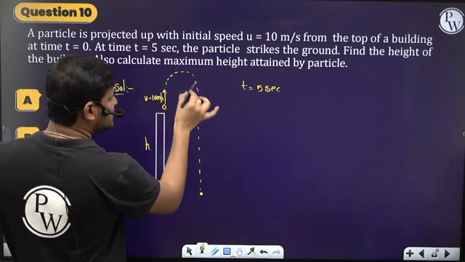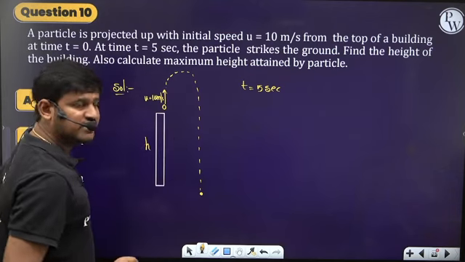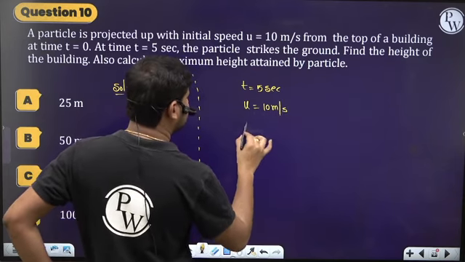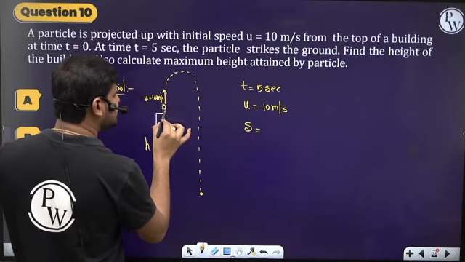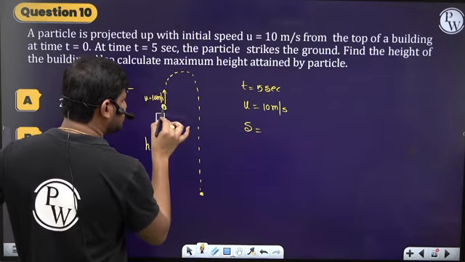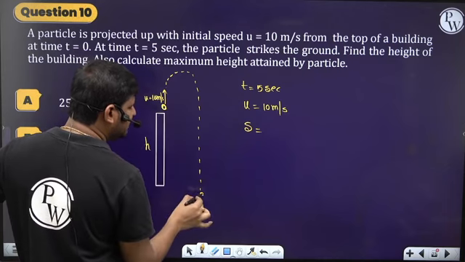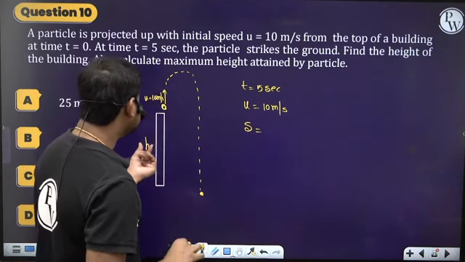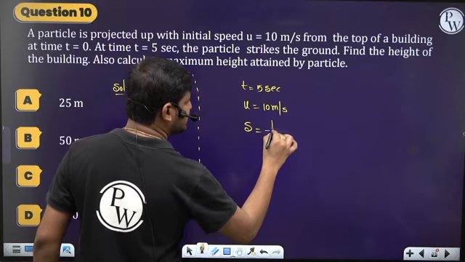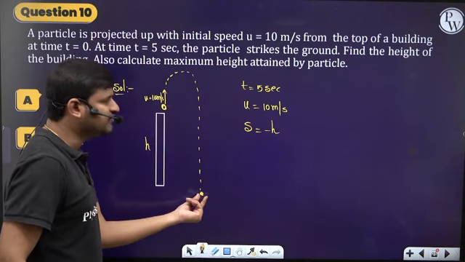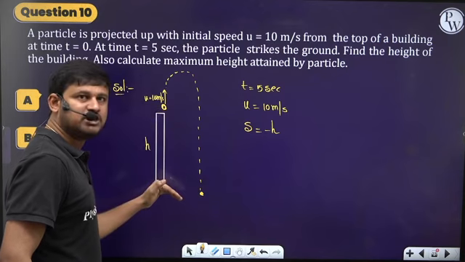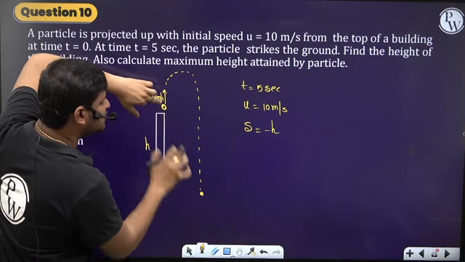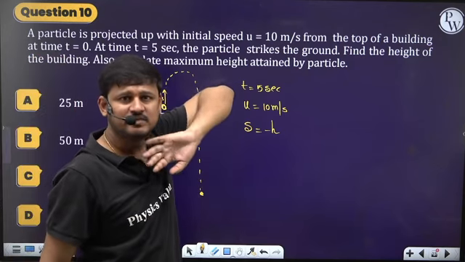So for its total journey, it takes time t equals 5 seconds, and its initial velocity is 10 meters per second. What is the distance that it is covering? This is the initial position, this is the final position. The displacement is always from initial to final position, S equals ut plus half at square. So S equals minus h, because the final position is below the initial position, so the distance between these two is h. Right? This point is clear?